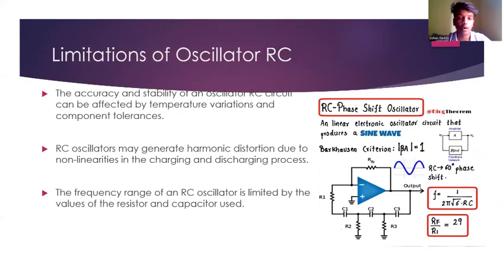Limitations of oscillator RC. The accuracy and stability of an oscillator circuit can be affected by temperature variations and component tolerance. RC oscillators may generate harmonic distortion due to non-linearities in the charging and discharging process. The frequency range of an RC oscillator is limited by the values of the resistor and capacitor used.